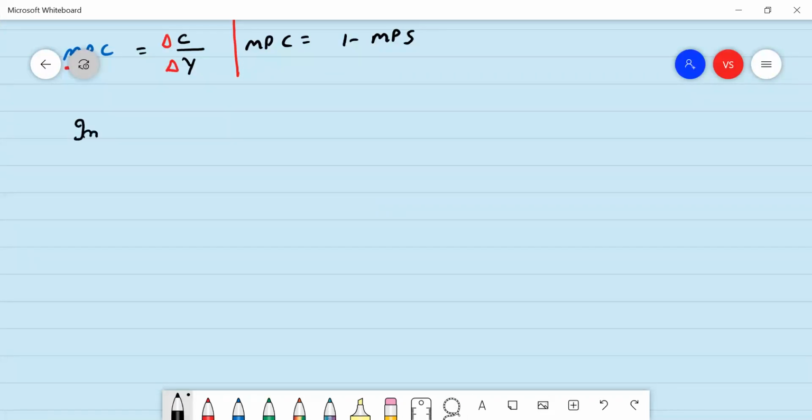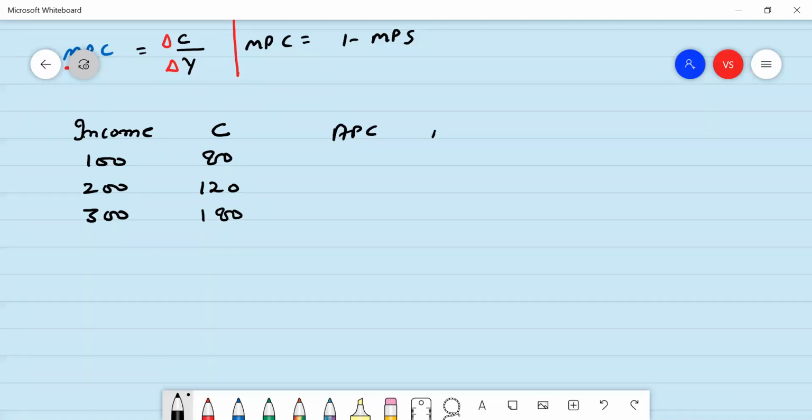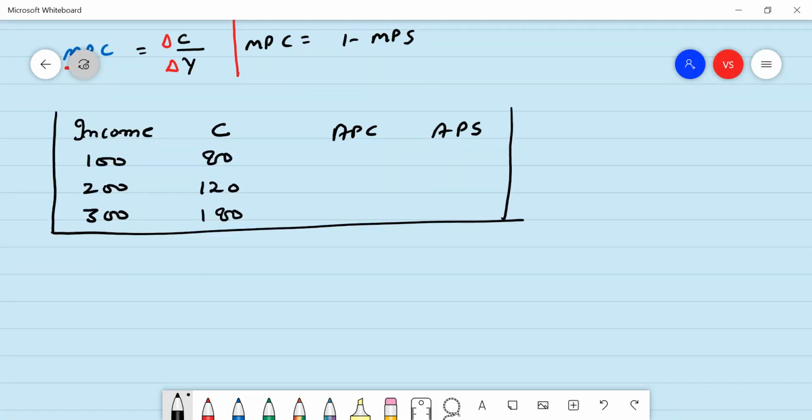Income is given 100, 200 and 300, and consumption is given 80, 120, 180, and you are asked to calculate APC and APS. So calculate APC and APS in the given schedule.